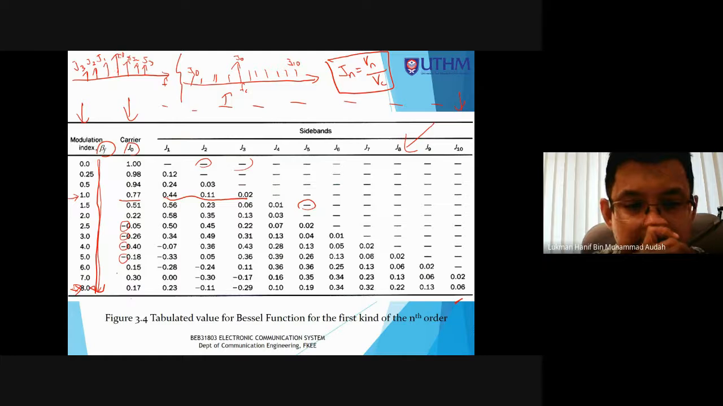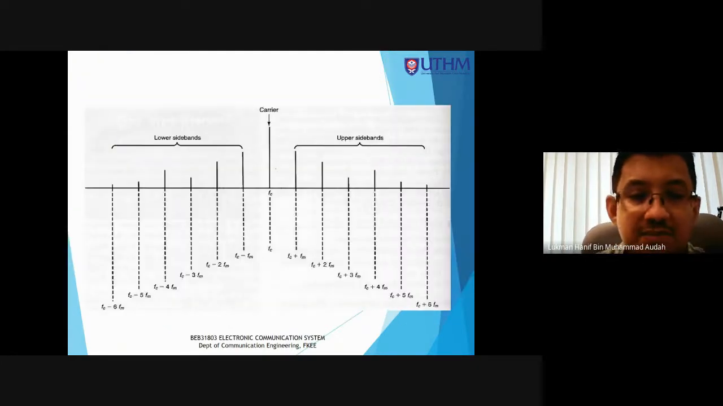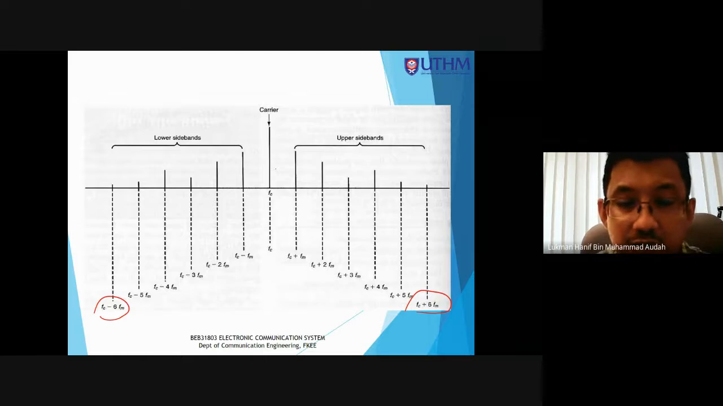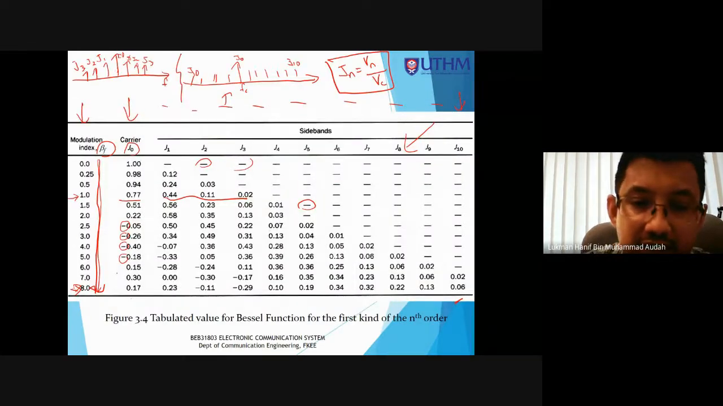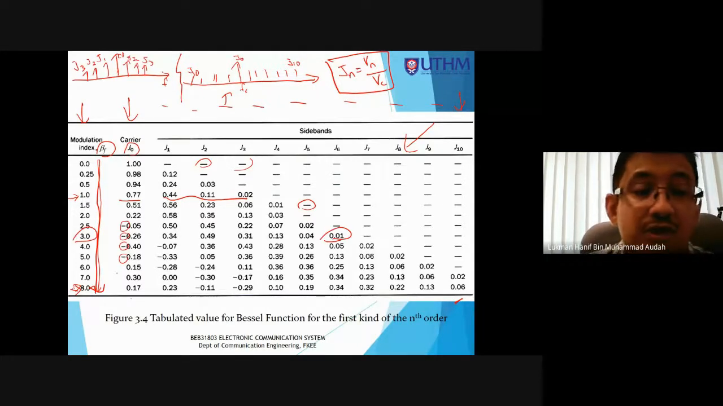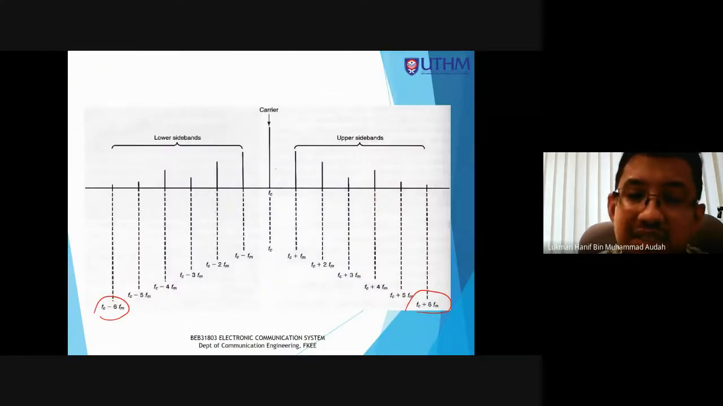So you see that from here, ini ditunjukkan di sini, ini sehingga 6. So if you see from the table, I can say that maybe this is about this one. So for beta F equal to 3, you're going to have up to 6 pairs of sideband. Kalau beta F sama dengan 3, akan ada 6 pasang sideband. Contohnya seperti ini.